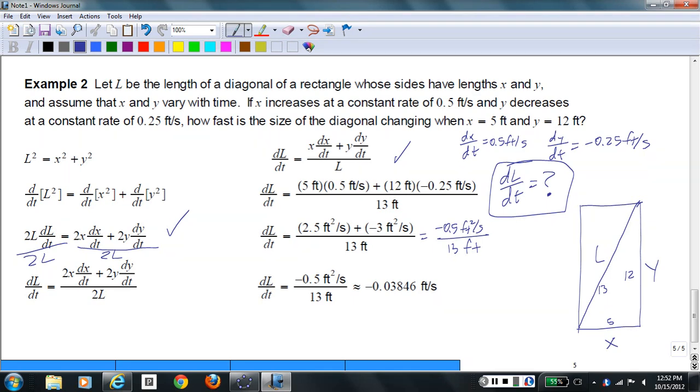I don't know that I would have guessed that the length of the diagonal was actually decreasing at that point in time, because x is increasing at a certain rate, but if they were both increasing, it would have been increasing for sure. But y is decreasing. Would you have guessed?